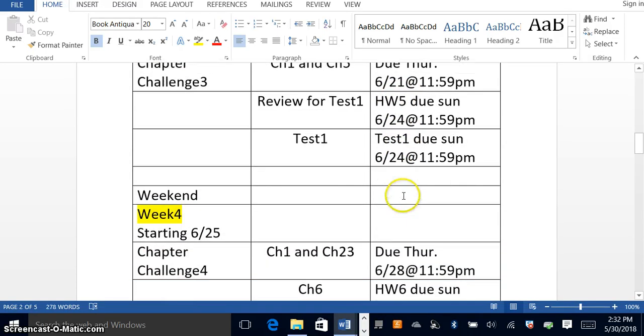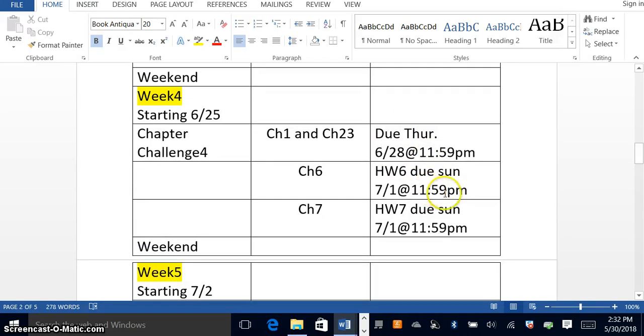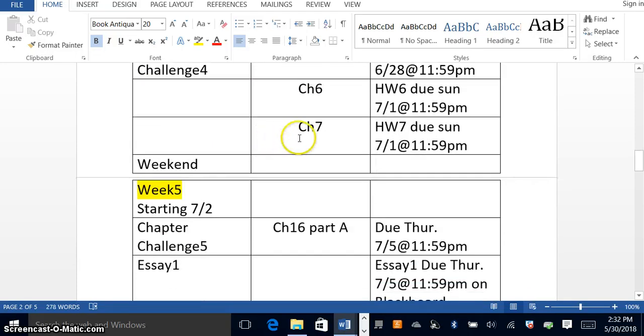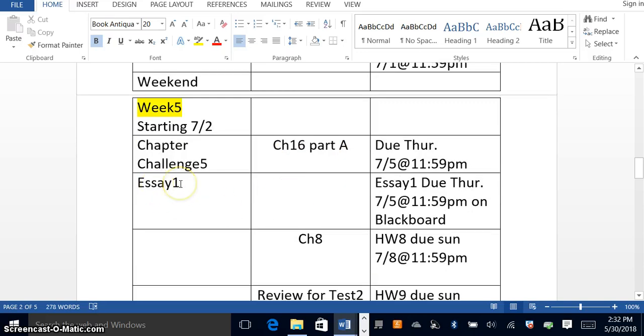Anyhow, moving on. The following week we continue chapter 6, chapter 7, and we get into chapter 8 as well. So that's what these next homeworks are for. Okay, I'm not going to read the whole thing. And of course there's a new chapter challenge. Then we have the week of July 2nd. Notice we have an essay due that week. So that's the first of 2 essays. I'll talk about that a little bit more shortly.